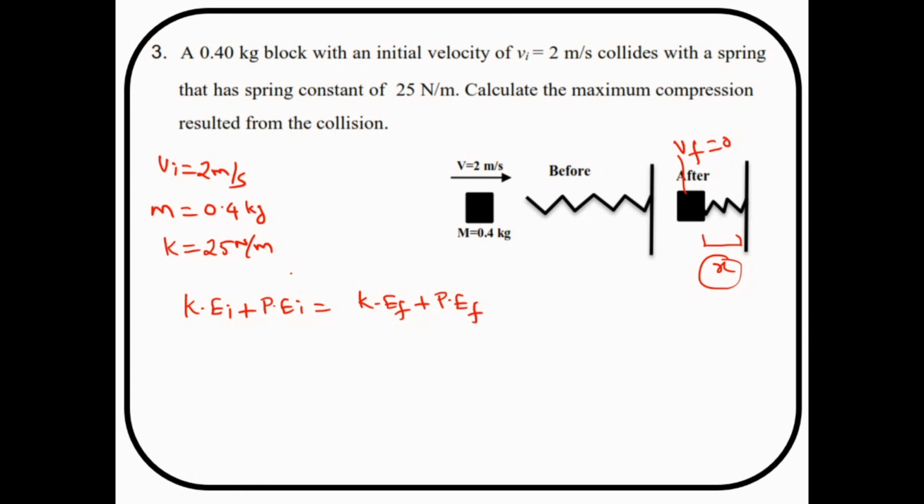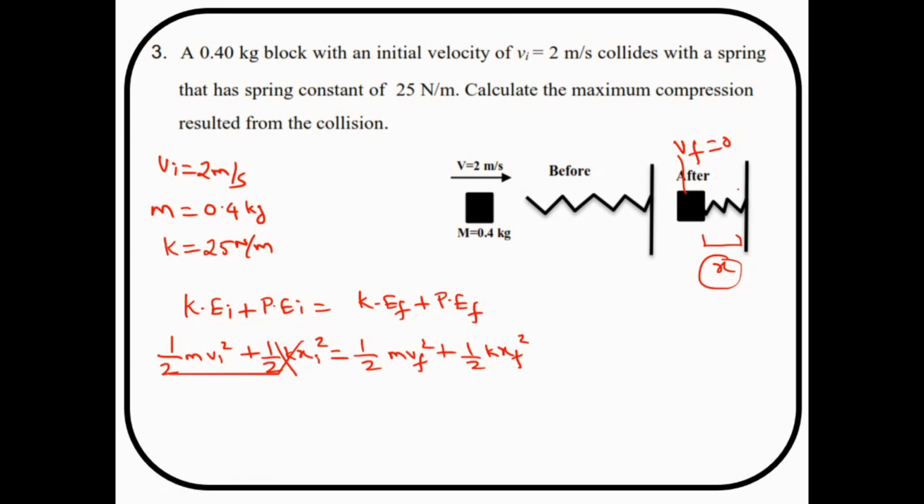So now if you want to know the formula for the kinetic energy as well as the elastic potential energy, it is half m v_i square plus half k x_i square, which is equal to half m v_f square plus half k x_f square. Now if you see here, initially this block will have the speed, but the spring will not compress. So the initial compression value of the spring we are not going to consider.